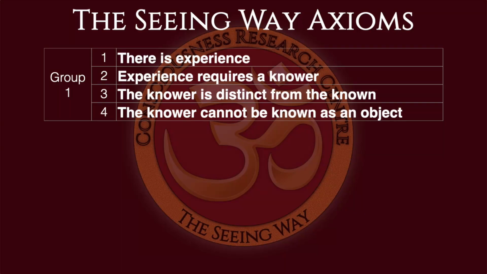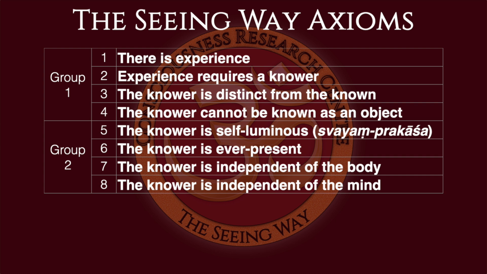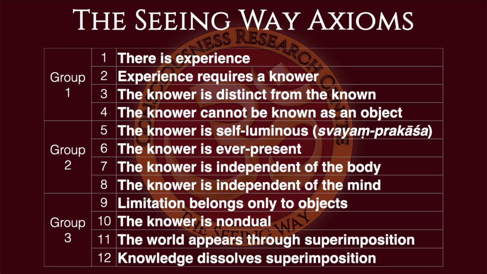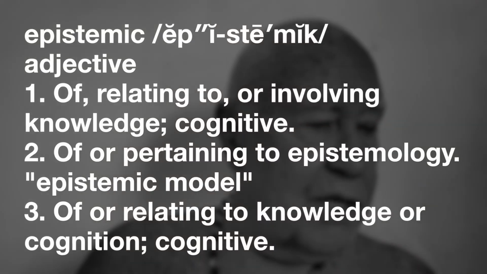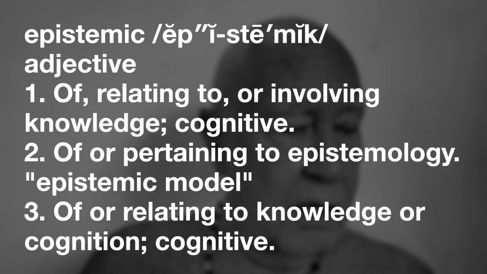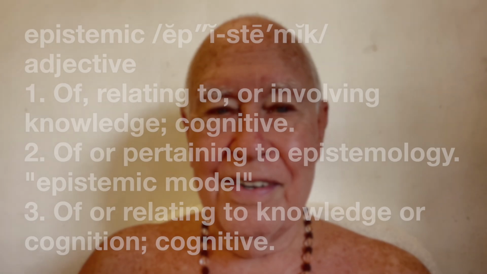So the first group of axioms are the existential axioms. The second group are the ontological axioms, and this third group is the epistemic axioms. What does that mean? Epistemic is an adjective meaning of, relating to, or involving knowledge. Cognitive. 2. Of or pertaining to epistemology, epistemic model. And 3. Of or relating to knowledge or cognition. Cognitive.